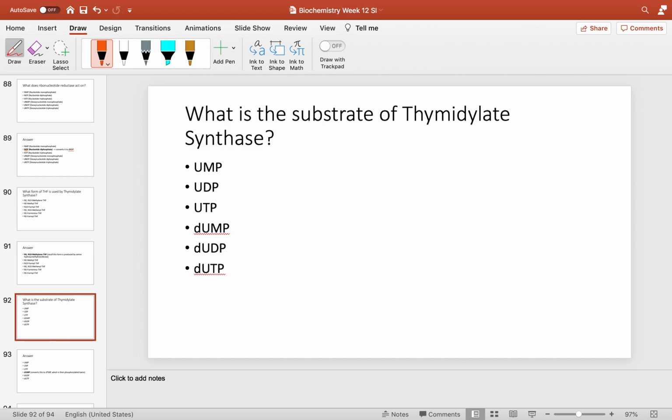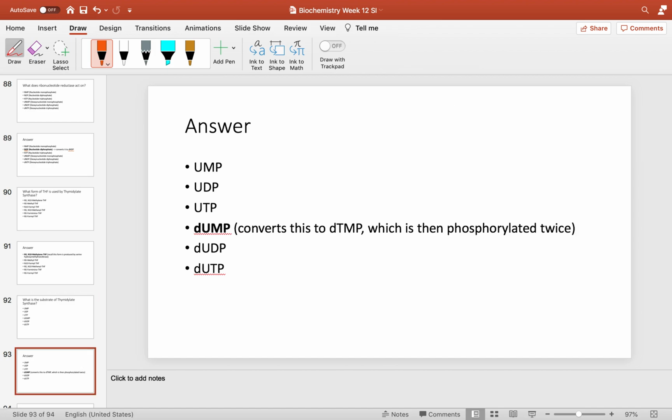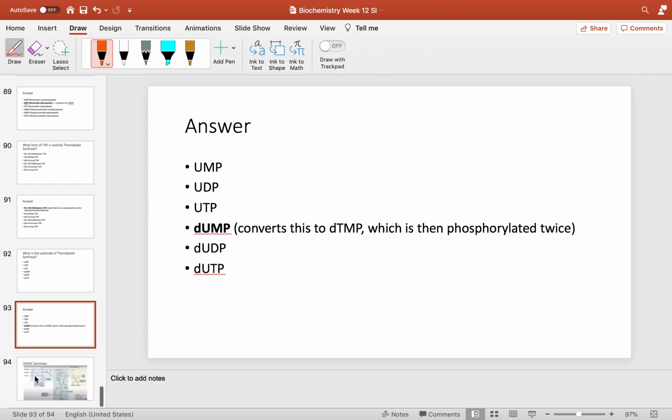What is the substrate of thymidylate synthase? Is it UMP, UDP, UTP, dUMP, dUDP, or dUTP? This one is dUMP. Remember, the dUDP, which is produced, gets dephosphorylated first, and then this is converted to dTMP via the thymidylate synthase enzyme, and then this gets phosphorylated twice to form a deoxynucleotide triphosphate.